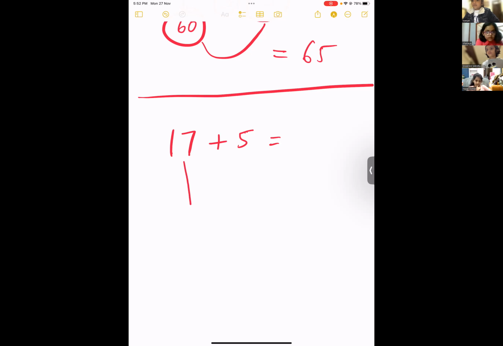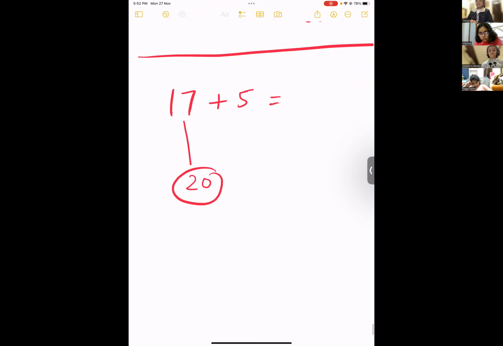Okay. 17. What is the next whole ten after 17, Evangeline? 20. Very good. Now, how much shall I add to 17 to make a 20? How much will I add to 7 to make a 10? 7 and what makes a 10? 2. No, 7 and 2 is 9. Then 10 is 1 more than 9, right? So 1 more than 2 is what, Evangeline? 3. So 7 and 3 is a 10.